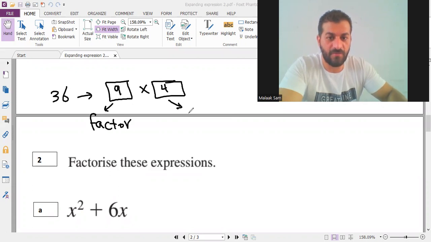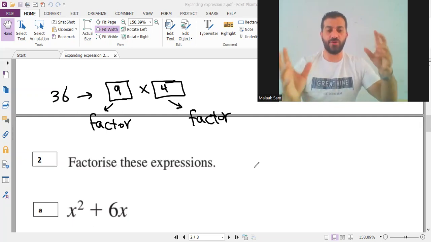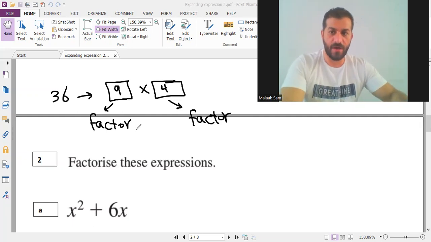And at the moment, 4 is called a factor. Okay. So the meaning of factorizing is to write the expression as a product of two or more than two expressions. So what about x squared plus 6x?